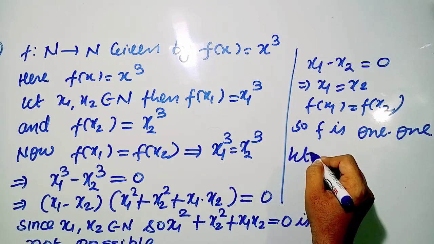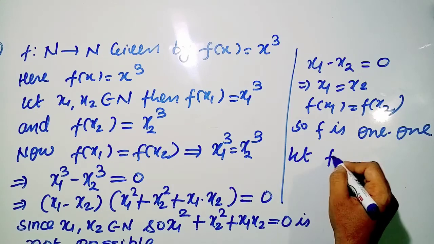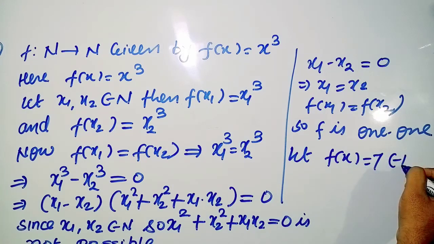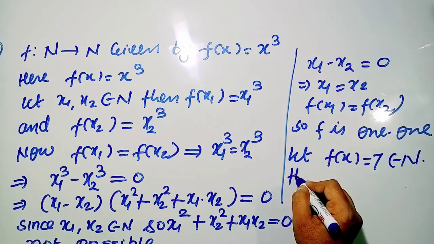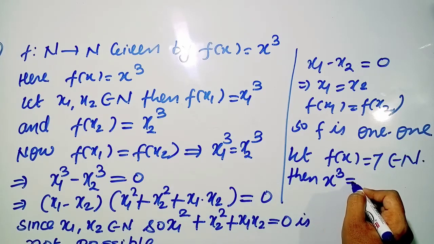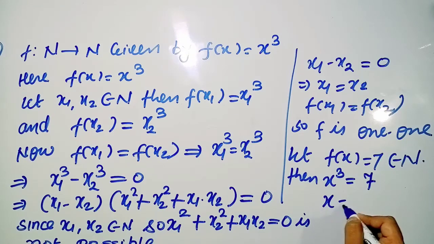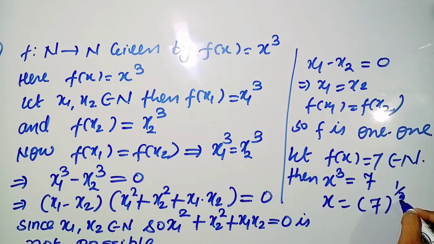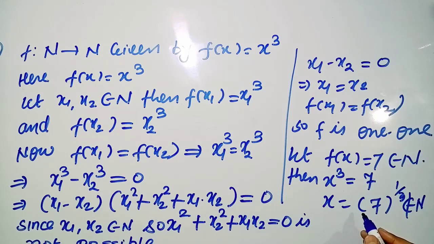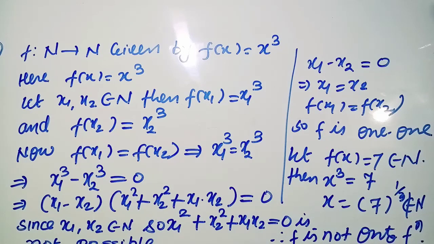Okay, now we will determine whether the given function is onto or not. So let us consider f(x) = 7, which belongs to the natural numbers. So x³ = 7. Taking the cube root of 7, this number does not belong to the natural numbers, so we can say that the given function is not an onto function. Thus we can conclude that the given function is one-one but not onto.